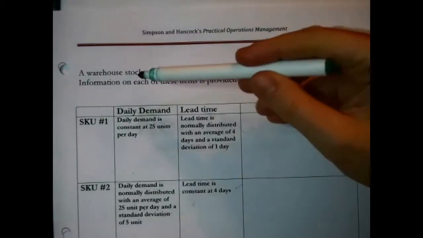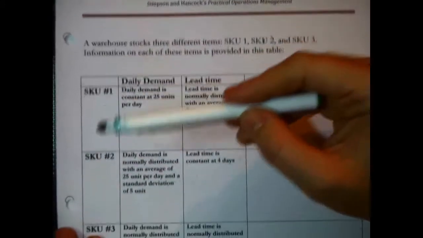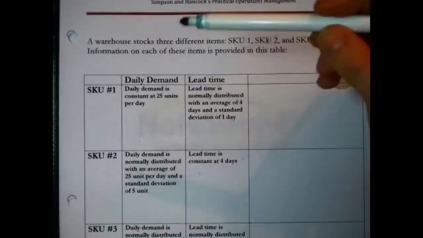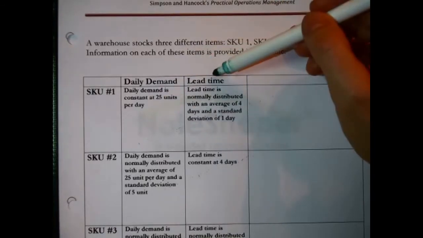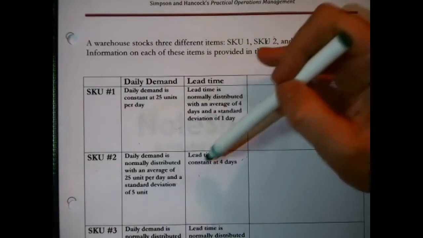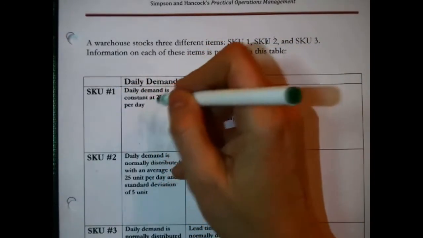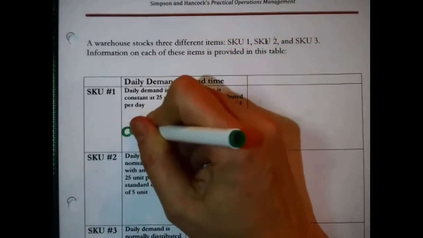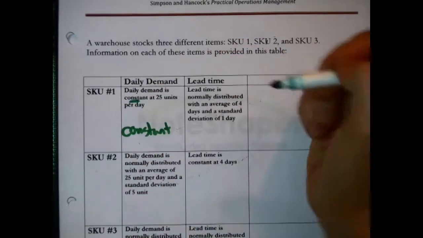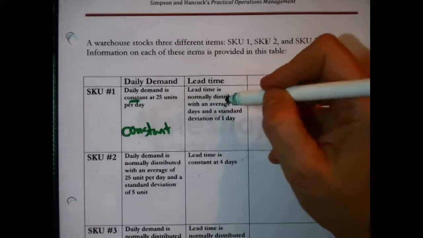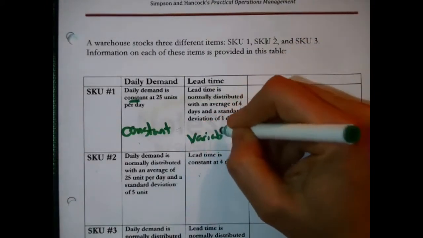Information about each of these items is provided in the table below. So SKU1, SKU3. Now, the information concerns the daily demand for that item and the lead time for that item. And notice that the details vary, because in the case of the first item, it looks like the daily demand is constant. See that? And yet, lead time is normally distributed. That means the lead time is variable.